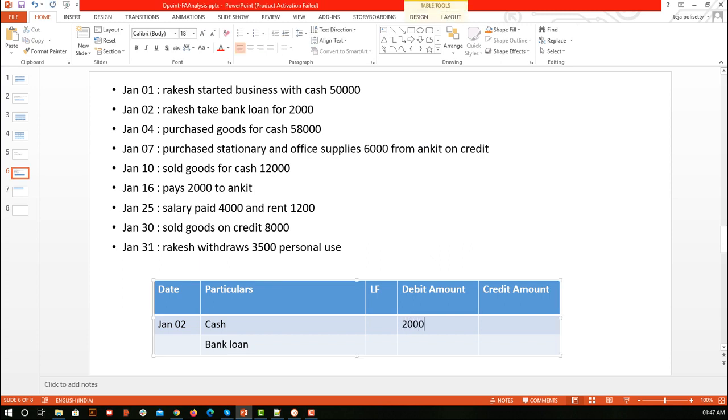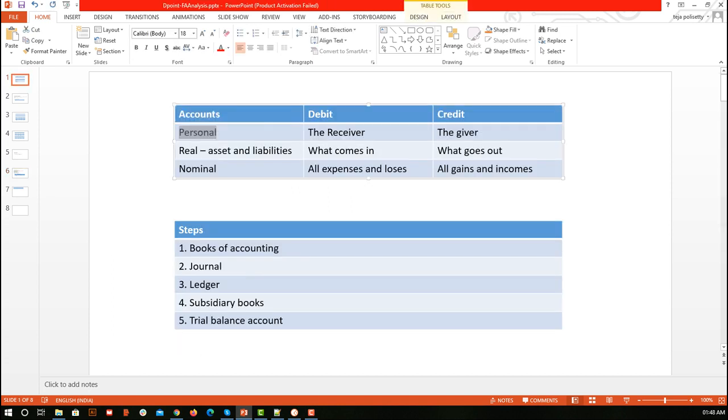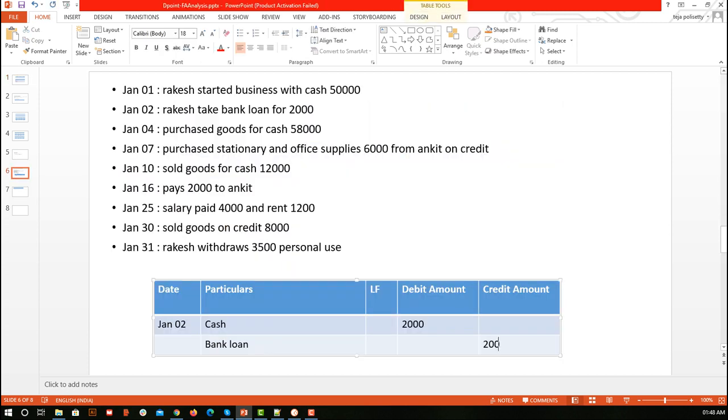Similarly, bank loan is what? The bank is giving a loan, so money is going out. The bank is a third party. Any third party or any other person with whom we are doing business, we consider them a personal account. It is not our account, it is their personal account. So for bank loan, money is going out. Personal account, money is going out, means the giver, so it is a credit. So we write here 2000. Let me pause and copy paste this on the next slide. Now let's clear this cash account, bank loan, and these amounts.